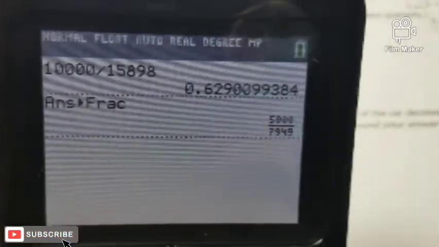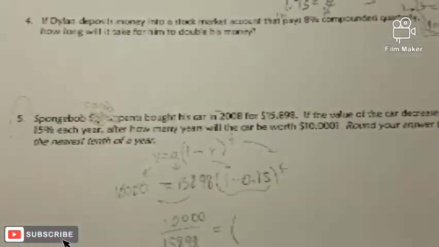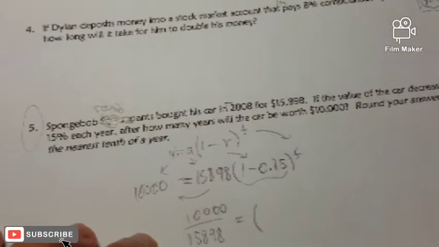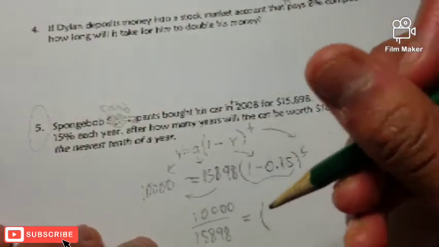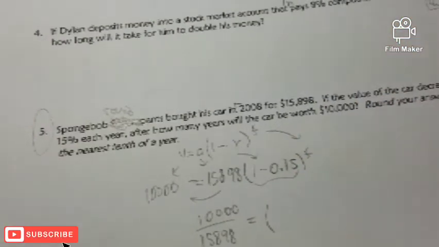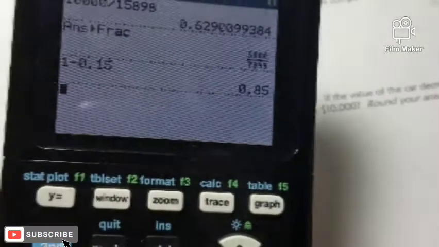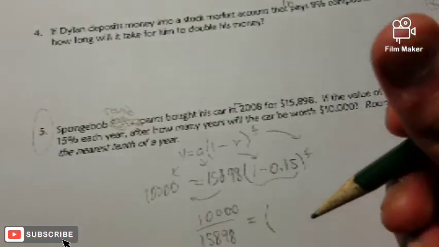The point of fraction form is it's much easier, we don't want any intermediate computation rounding. And then we're also trying to find 1 minus 0.15. That's that number.